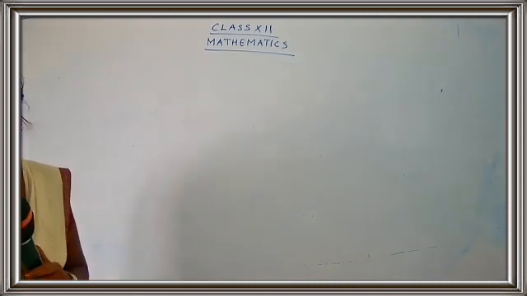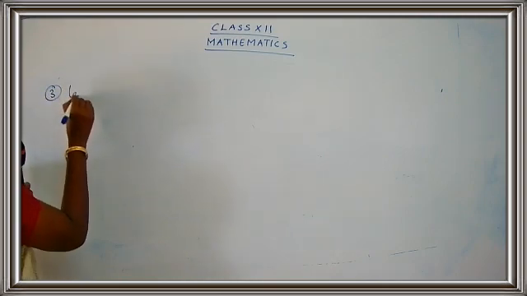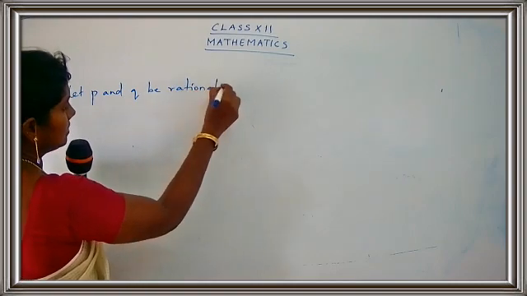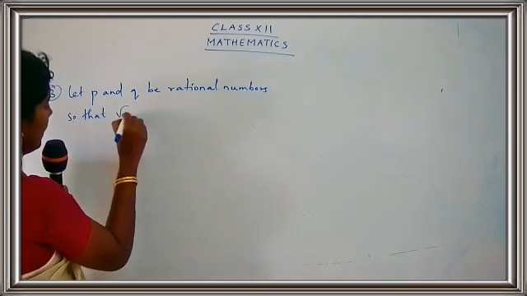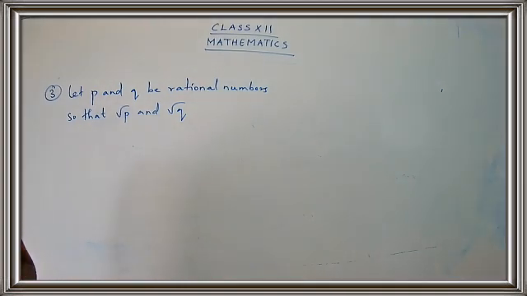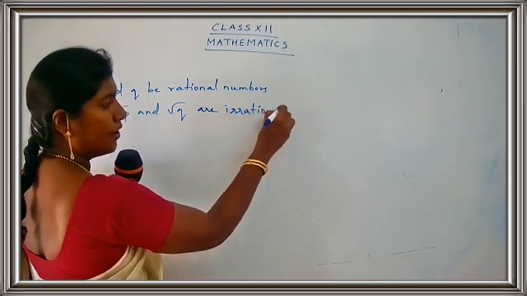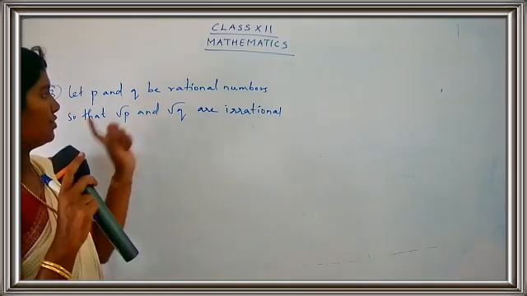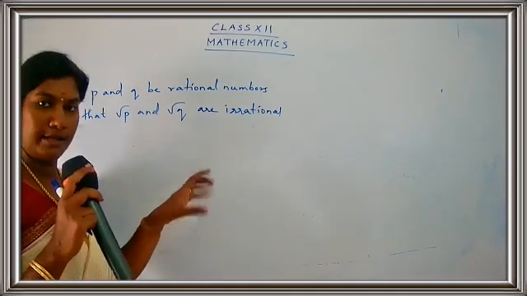Let P and Q be rational numbers so that root P and root Q are irrational numbers. In the previous point we dealt with two rational numbers, but we took only root Q as the irrational number. Here we are going to consider the same two numbers as rational numbers, but root P and root Q are irrational numbers.